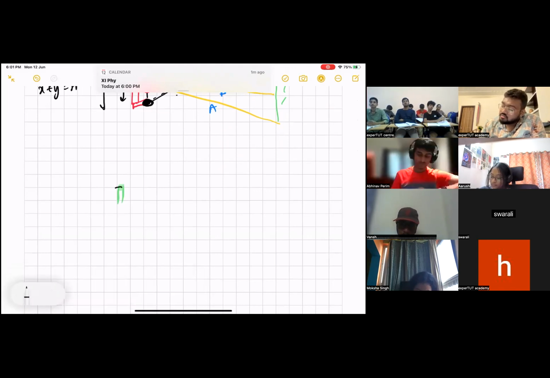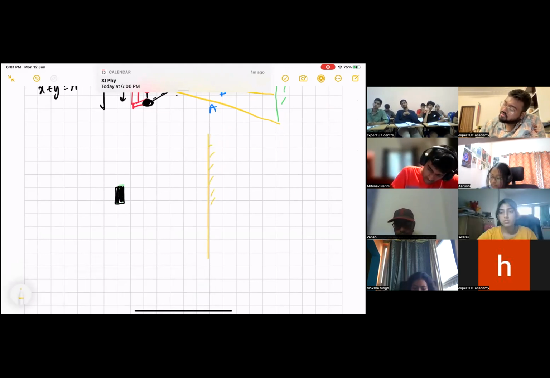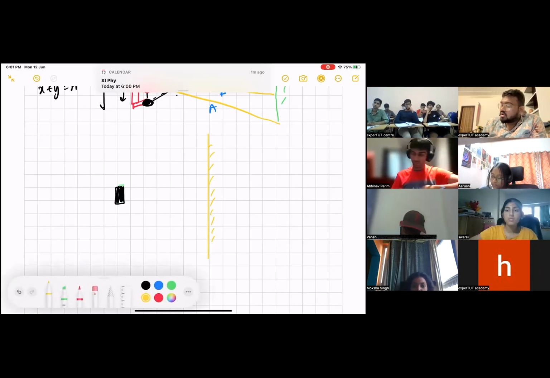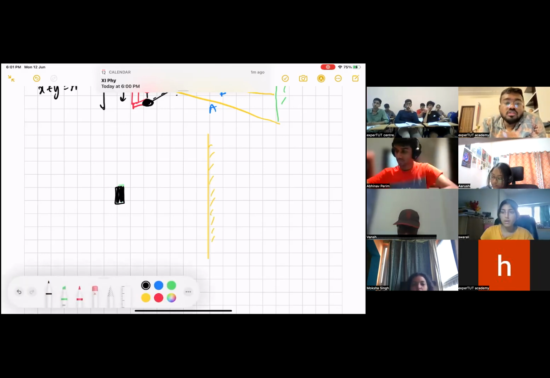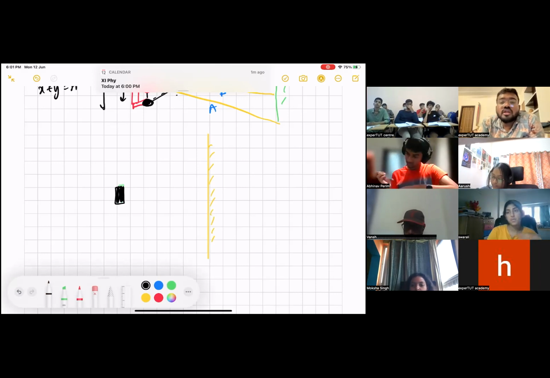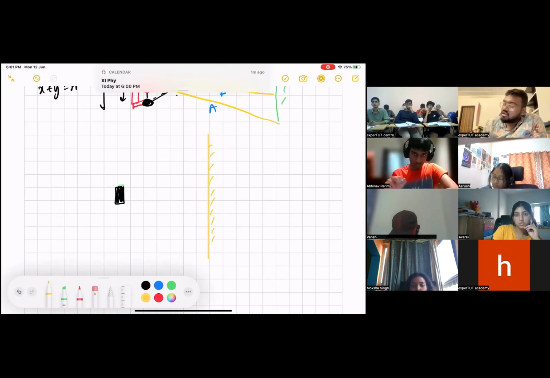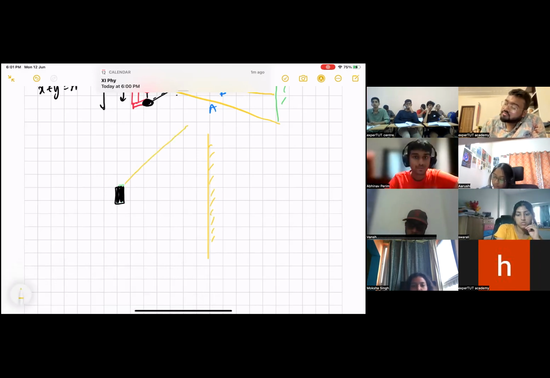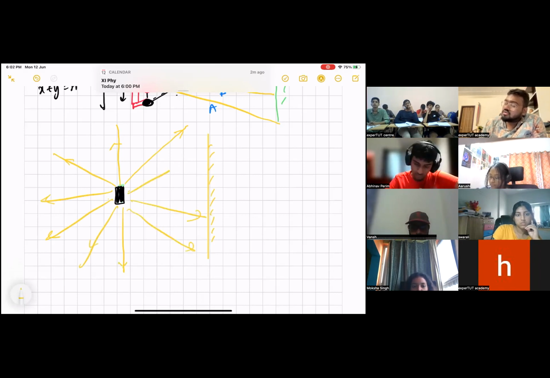So there is an object, and it's kept in front of a plane mirror. You should understand one thing: just because there is a plane mirror, the object's light will not change. An object always emits light in all directions. The object doesn't know that there is a mirror. Light is emitted in all directions equally. This was happening before you kept the mirror.